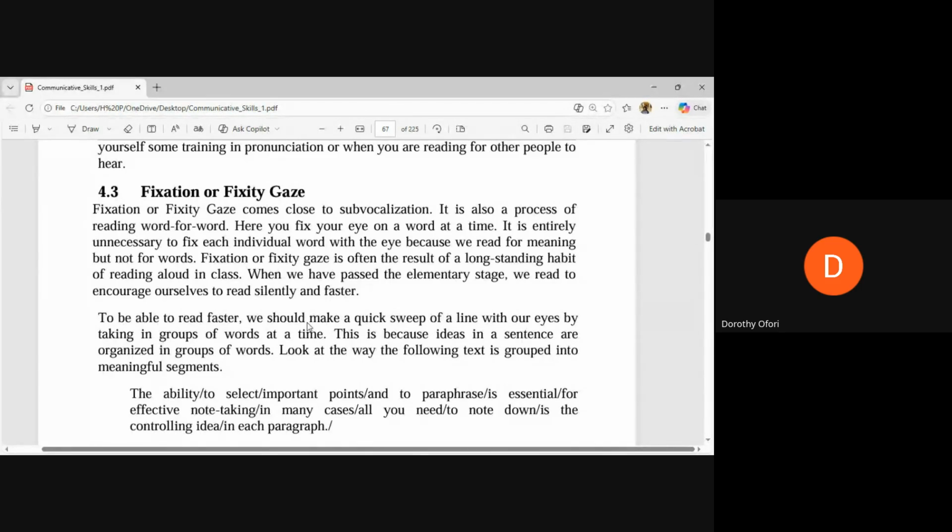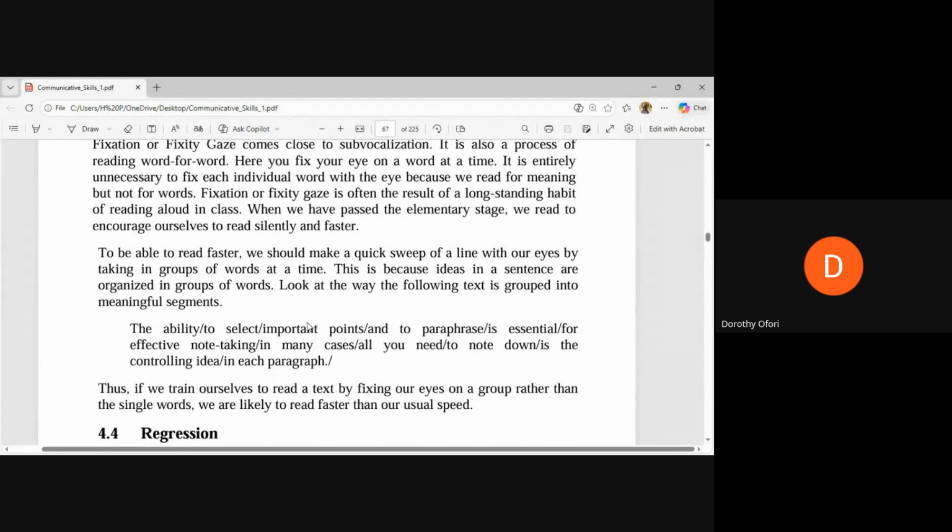When you are fixed on something, it means you pay attention to a particular word, but when we are reading, we read with our eyes. So your eyes do not move. They are at one place. To be able to read faster, it is like you are sweeping with your eyes. That is what we call fixation: you fix your eye on something and do not move to the next part.